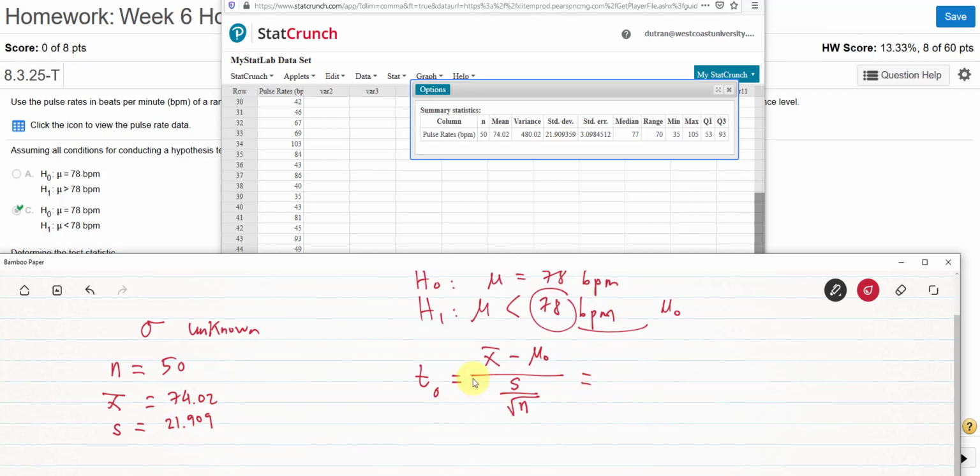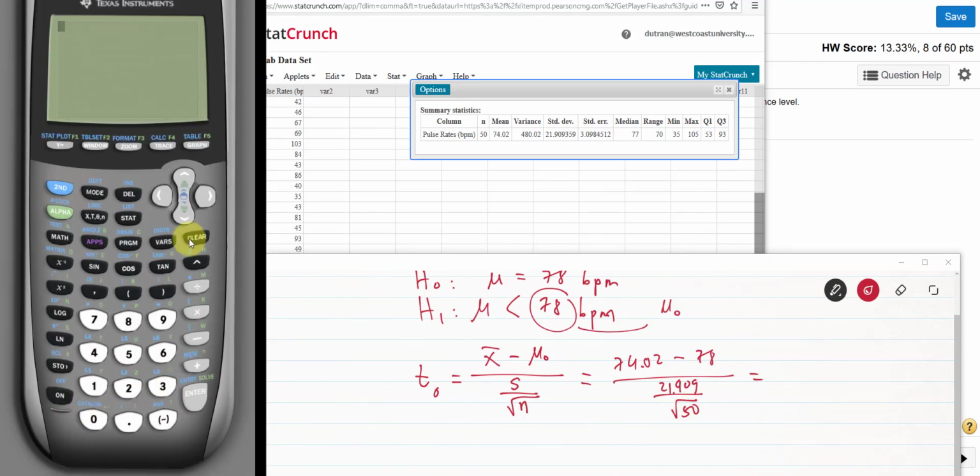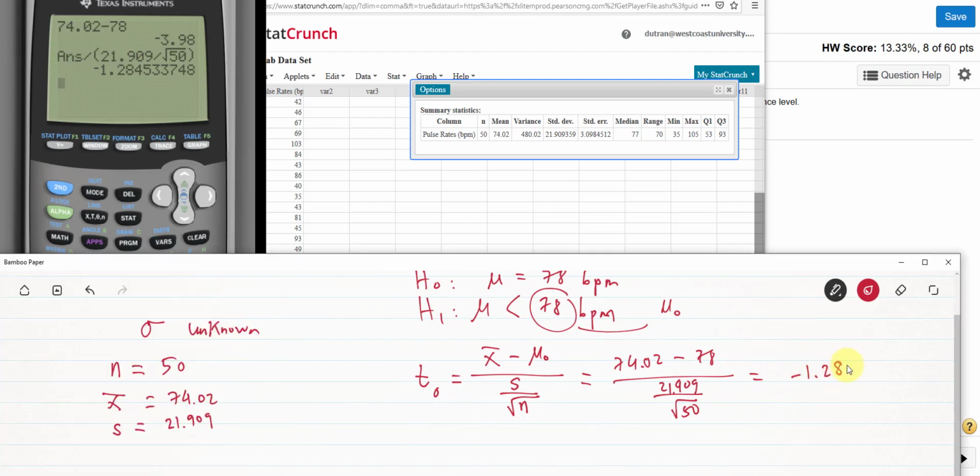So now it's time to plug in this formula. 74.02 minus mu naught. Mu naught is 78, the claim value, over s, which is 21.909, over the square root of 50. After you plug them all in here, you should get negative 1.285 if I round it to 3 decimal places.